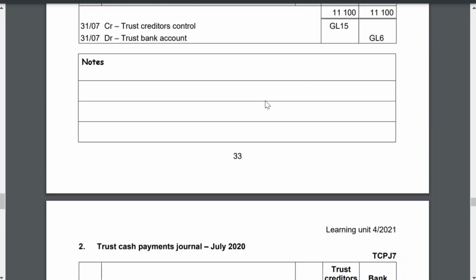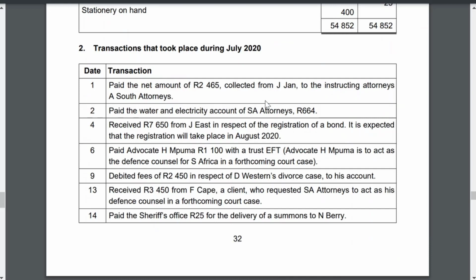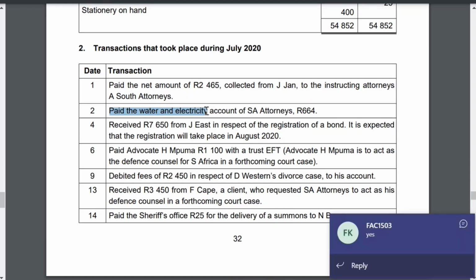This will be recorded in the business cash payment journal. Guys, are you happy with the answer? So this will be business cash payment journal. Number 4, transaction number 4.